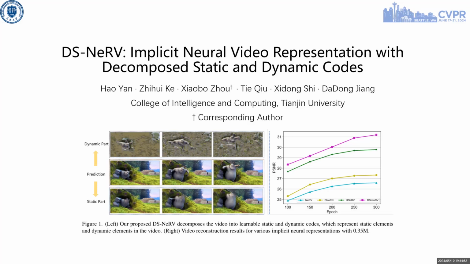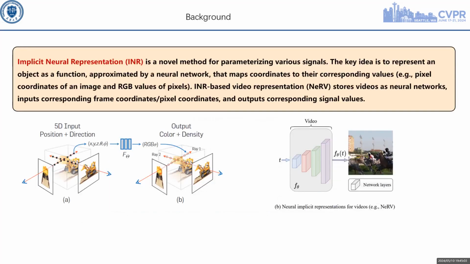I'm excited to present our work, DS-NeRV, Implicit Neural Video Representation with Decomposed Static and Dynamic Codes. Implicit neural representation is a novel method that has emerged in recent years to parameterize various signals. It represents an object as a function approximated by a neural network that maps coordinates to their corresponding values. INR-based video representation, INR-V, stores videos as neural networks, inputs corresponding frame coordinates, pixel coordinates, and outputs corresponding signal values.